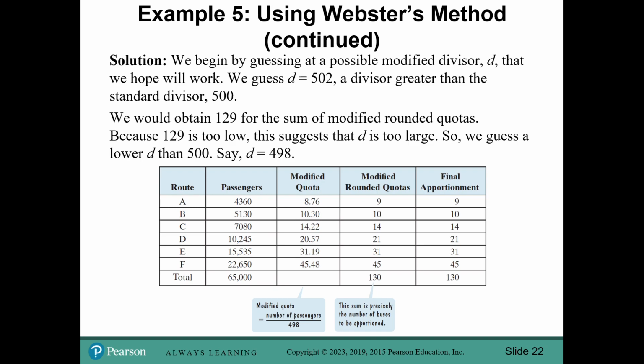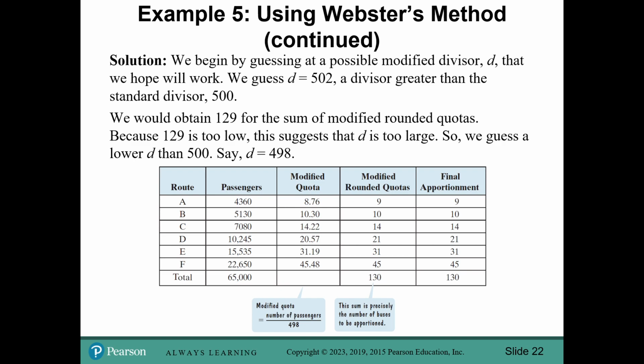So we begin by guessing at a possible modified divisor D that we hope works. We're going to guess 502, a divisor greater than the standard divisor, which we initially set at 500. What we would attain is 129 for the sum of the modified rounded quotas. Because 129 is too low, this suggests that D is too large. So we guess a lower D, say D equals 498.